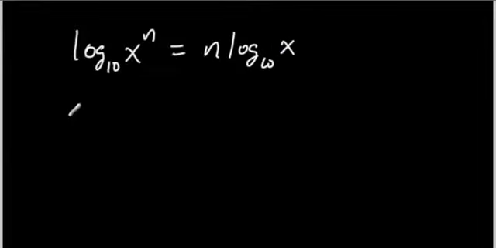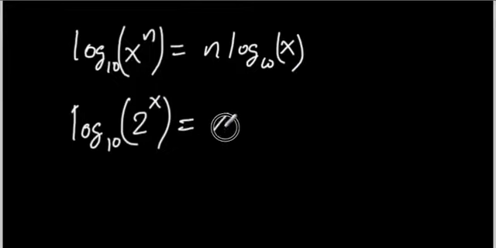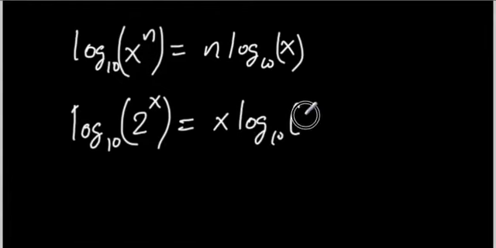Okay. So for example, if I have log base 10 of 2 to the power of x, and I want to bring that exponent down, then you log it, which we've done basically right here. I'm just going to put brackets around this, and brackets around that. What we've done here, we're allowed to bring this exponent down, so x log base 10 of 2.